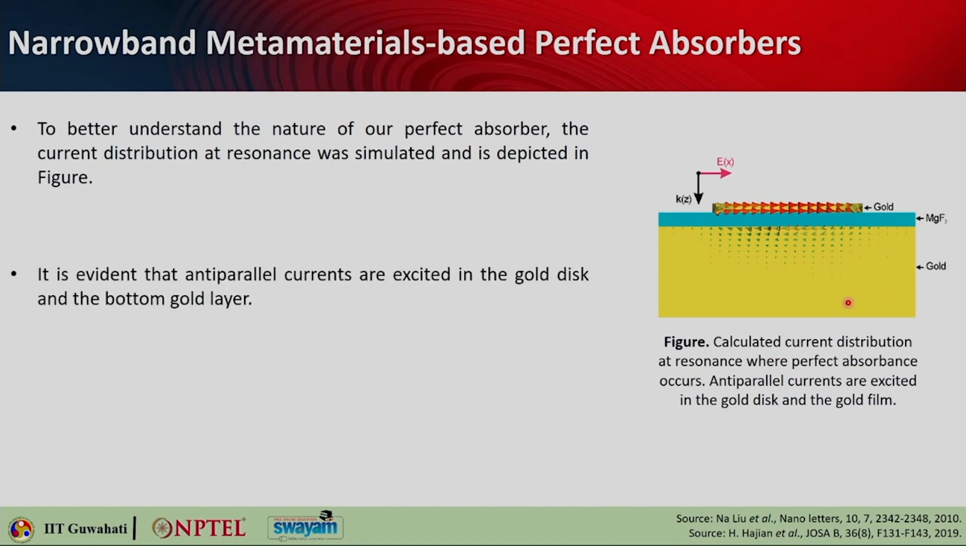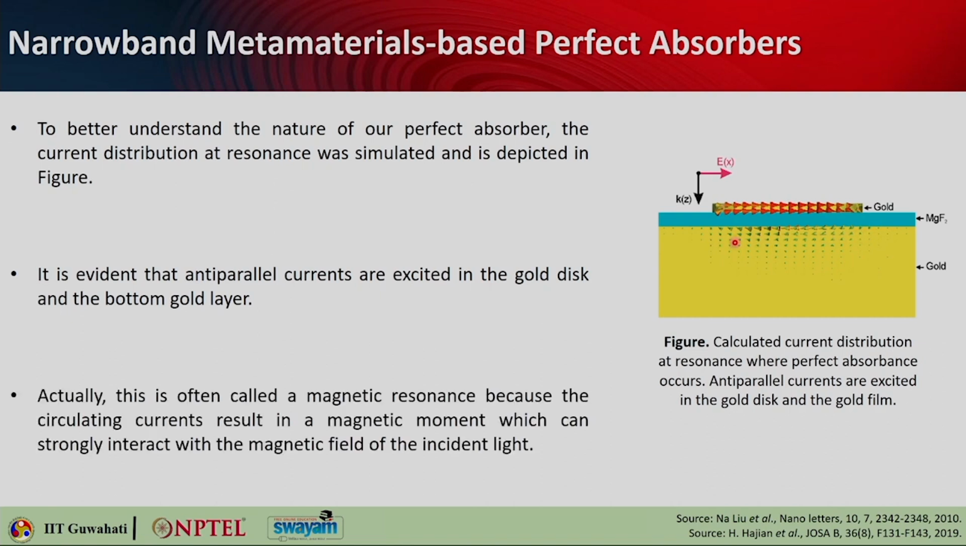Okay. So here you can see that there is an anti-parallel current distribution in the gold disc and the bottom gold layer. So here it goes like this, and here it is like this. You can think of a circulating current like this, and this can be thought of as a magnetic resonance which comes from the circulating current. This current results in a magnetic moment which strongly interacts with the magnetic field of the incident light.